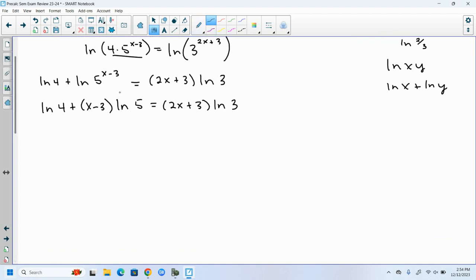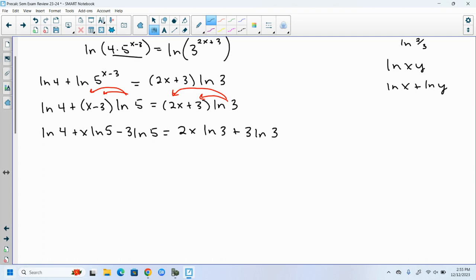Okay, we need to distribute the natural log of 5 to both of those. I need to distribute the natural log of 3 to both of those. So I get the natural log of 4 plus x times the natural log of 5 minus 3 times the natural log of 5 equals 2x natural log of 3 plus 3 natural log of 3.